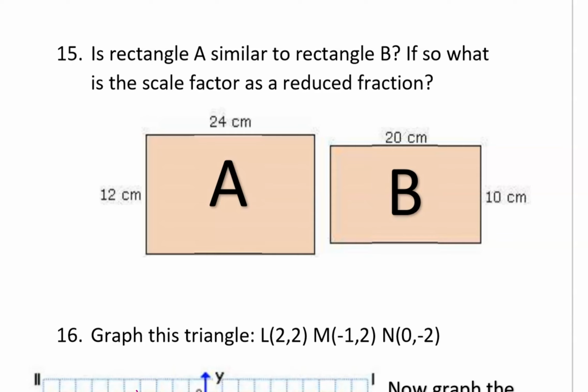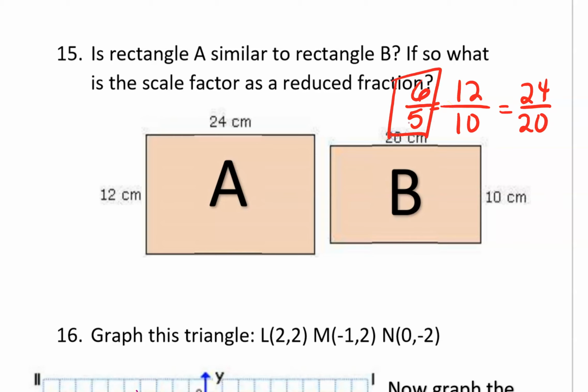Okay, so scale factor, again, it's just the ratio. So we're going to match up the sides, small to small, big to big. Reduce these numbers. 12 over 10 is, I can factor out a 2, and I get 6/5. So the scale factor would be 6/5.